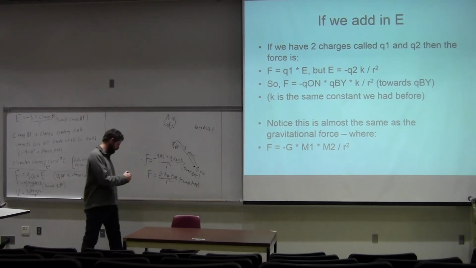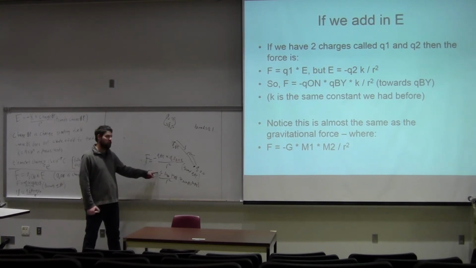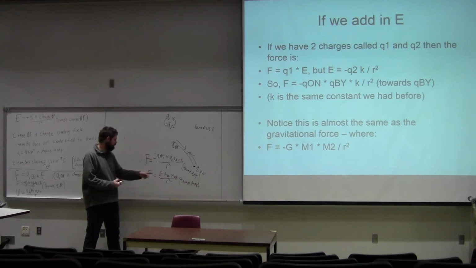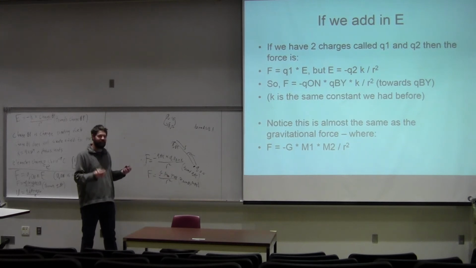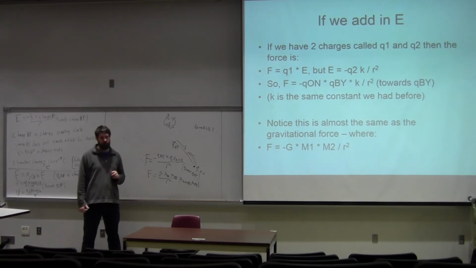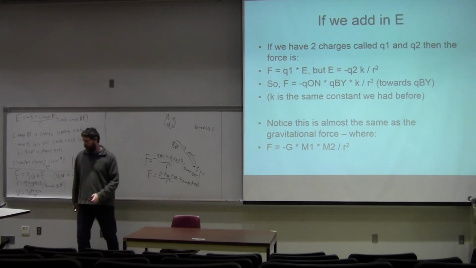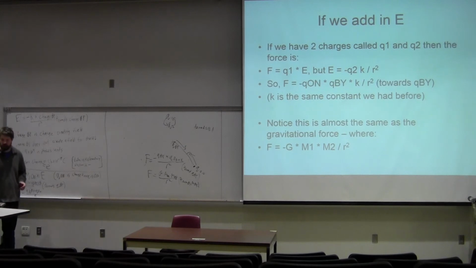So the only difference between the two is we use mass instead of charge, G instead of K, and there's no minus sign in front. In part because there's always positive masses. And it's an attractive force, and this is a repulsive force for equal charges. Now, this leads us to a question. If the equations look similar, which one is more powerful? Electric force or gravitational force?